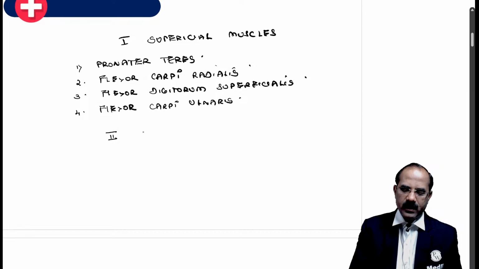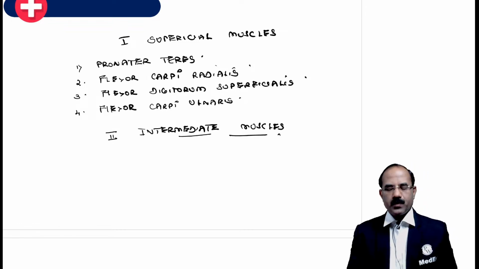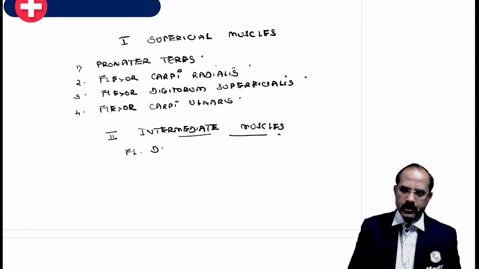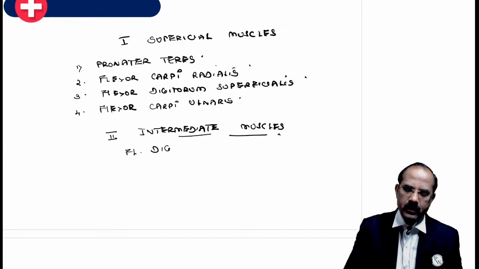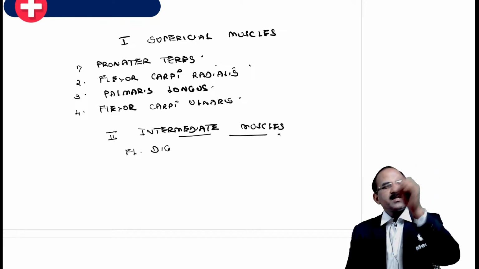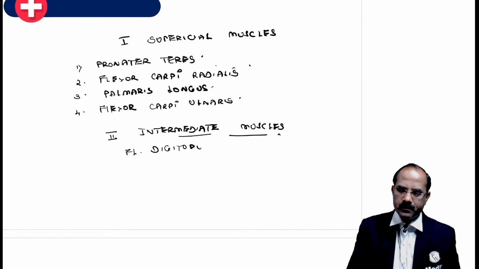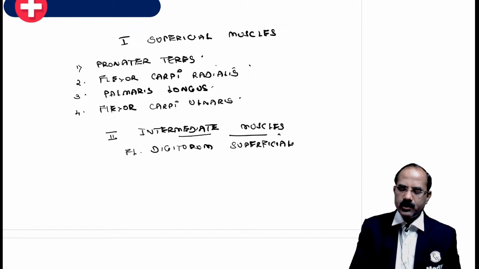Now coming to the intermediate muscles. Which are the intermediate muscles, बच्चों? Okay, I'm so sorry. One moment. This is not flexor digitorum superficialis. This is the palmaris longus. Palmaris longus होता है ना, it has a small belly and a long tendon. The intermediate muscle is flexor digitorum superficialis.